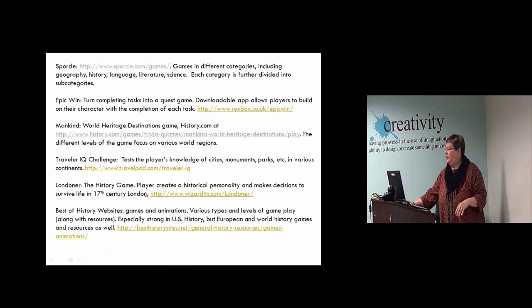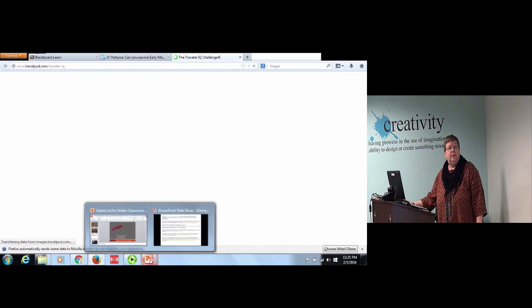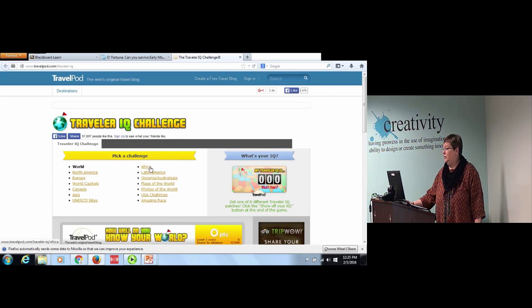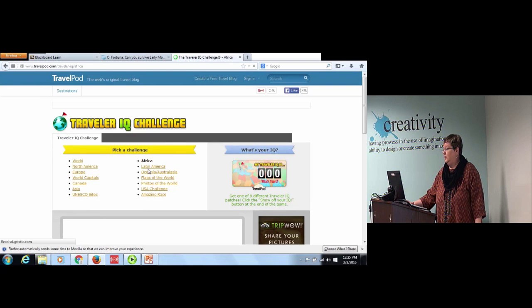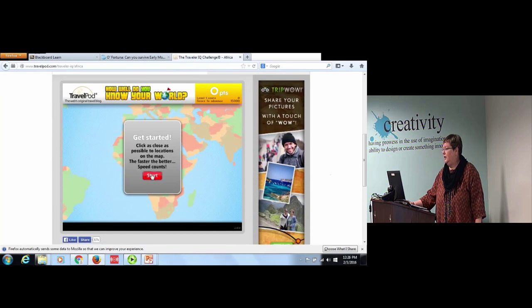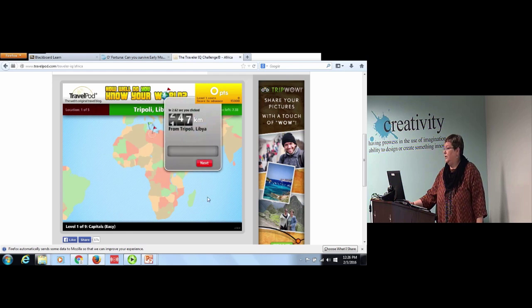Traveler IQ Challenge. This one is actually not a bad one if you want the students to understand geography. And we'll see. You can choose what area of the world. The UNESCO Heritage Sites is hard. So this is the same one. You have to find the capitals. And you get points and so on.